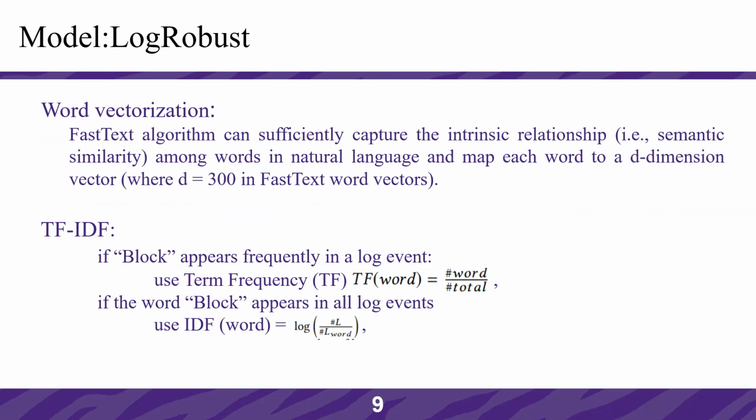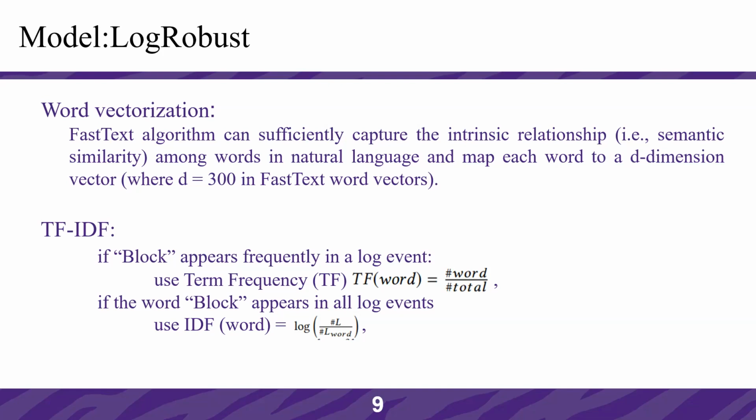So here are the two important things in the vectorization. First is word vectorization. The fastText algorithm can sufficiently capture the intrinsic relationship among words in natural language and map each word to a D-dimension vector. Here the D is 300. It means a log event contains many words, but every single word can be transformed into 300 dimension vectors.